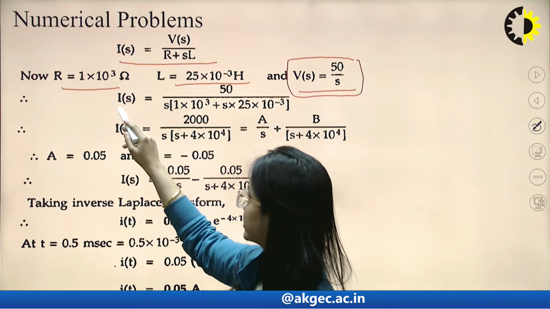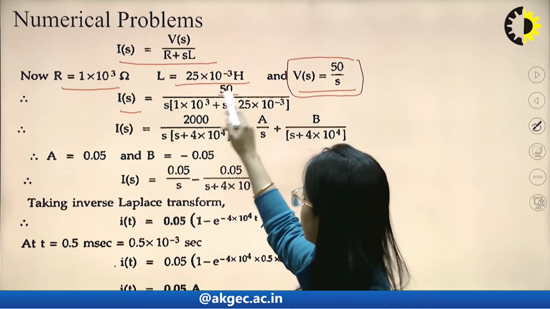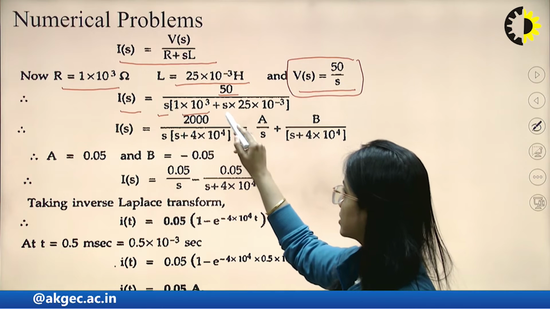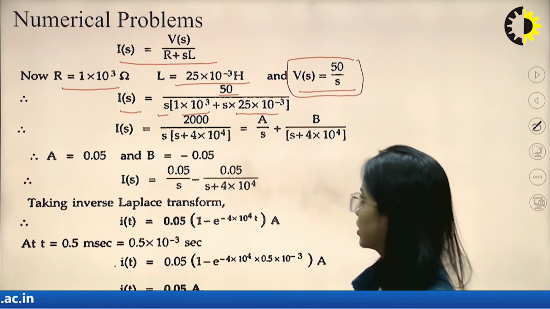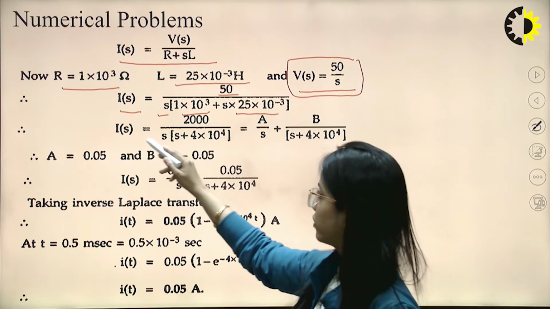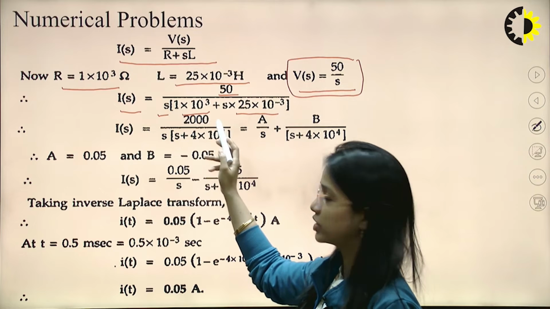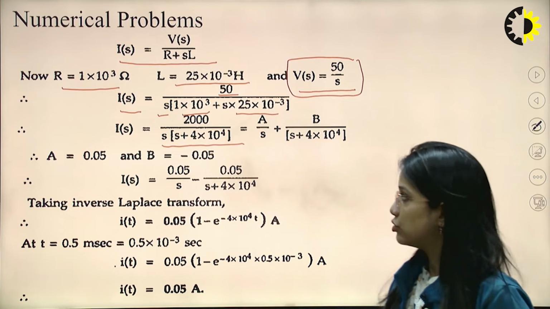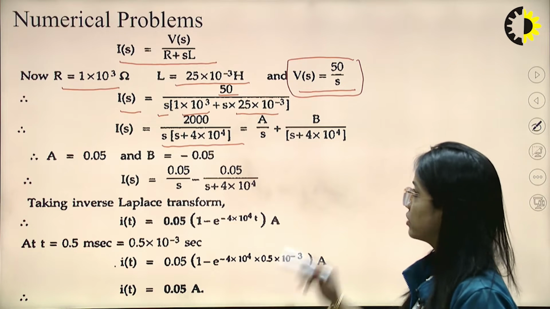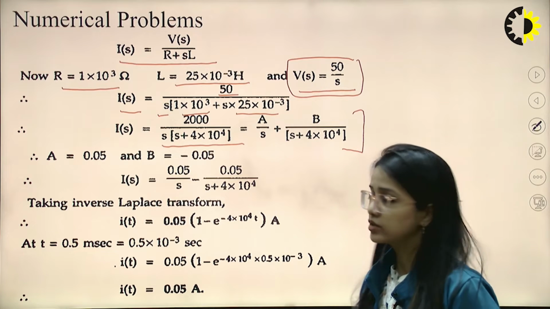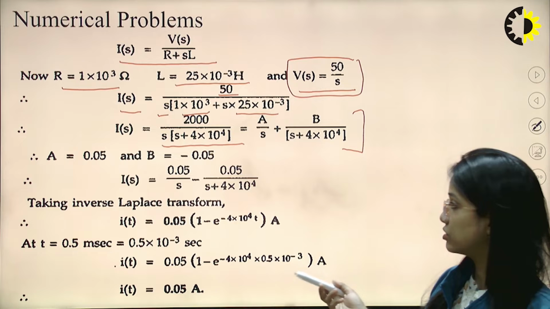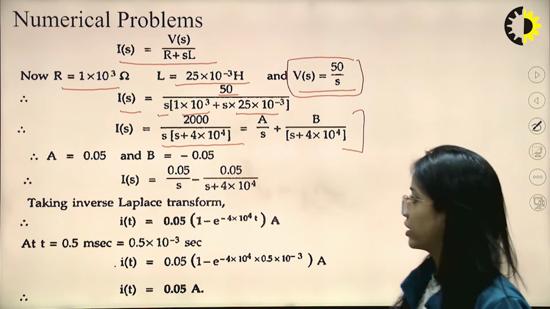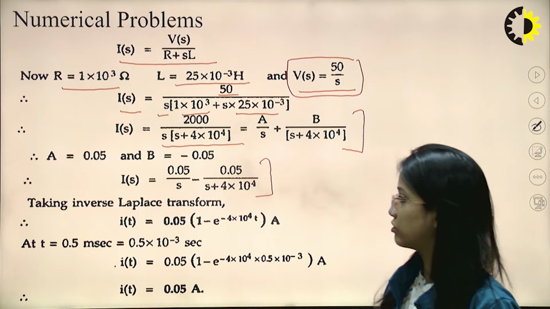Substituting these values, we get I of S equals 50 by S into the value of R, that is 1 kilo ohm, plus S times 25 millihenry. By simplifying we have 2000 upon S into S plus 4 into 10 raised to the power 4. We are doing the partial fraction method to find the coefficients of the first and second terms. We have got the value of A as 0.05 and B as minus 0.05. So this is the resultant value of current.